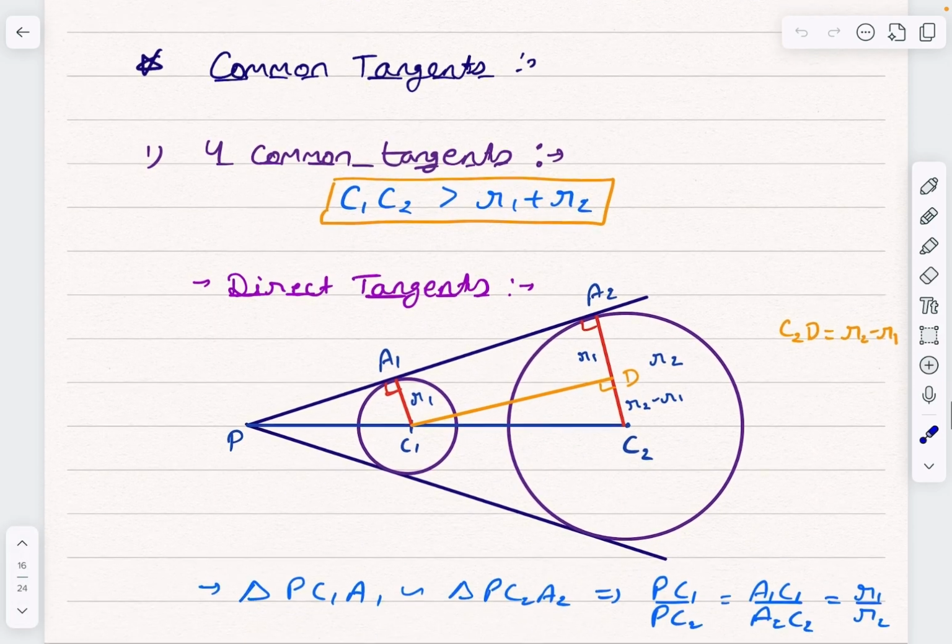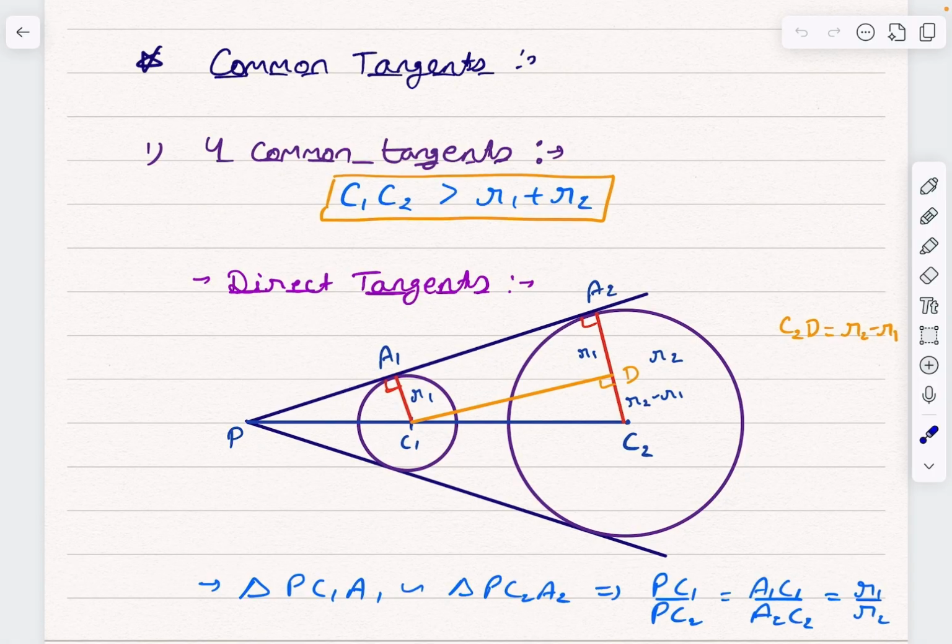Next, guys, common tangents. Now, if we have two circles, there are multiple ways they can have common tangents. First is they can have four common tangents. When will that happen? When the circles will not intersect each other, that is, when the distance between the centers is more than the sum of radii. The distance between centers, as you see here, is more than the sum of radii. In that case, we'll have four common tangents.